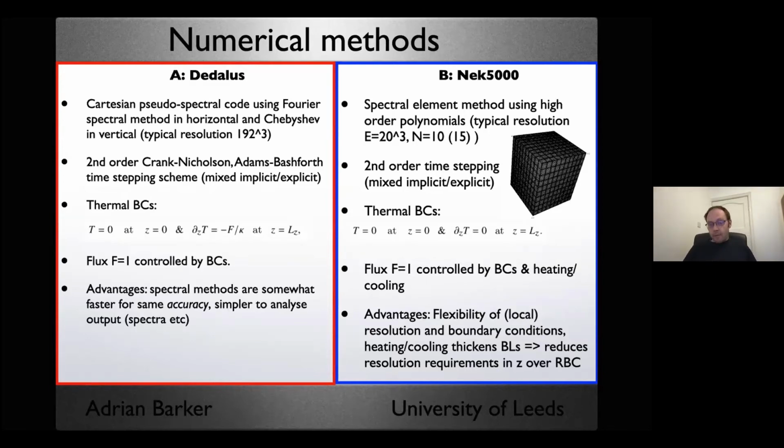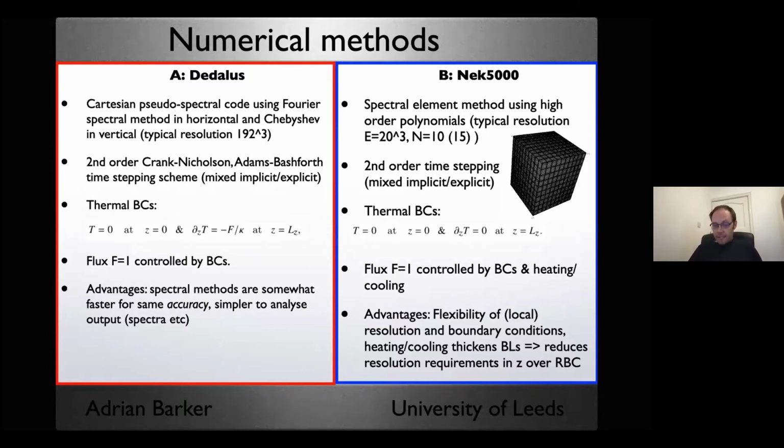And in setup B, we use a spectral element method with a second order characteristics-based time stepper for the nonlinear terms and an implicit backward difference formula for the diffusion terms. And we use thermal boundary conditions that have the flux being 0 through the boundaries, fixing the temperature at one boundary, the flux at the other, so that all of the heat flux is driven through the heating and cooling layers, through the bulk of the fluid.